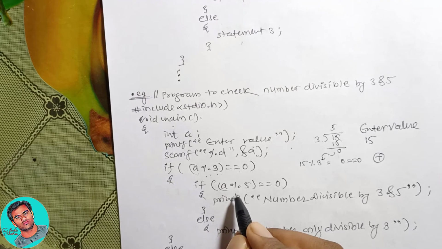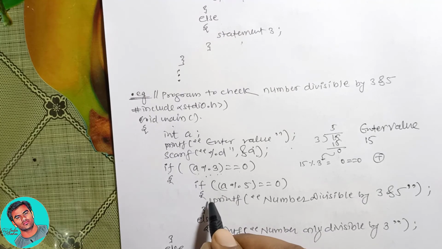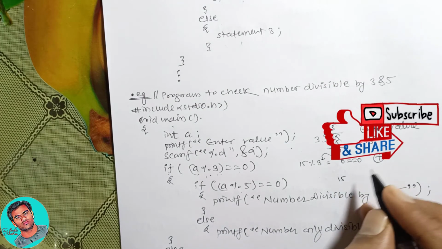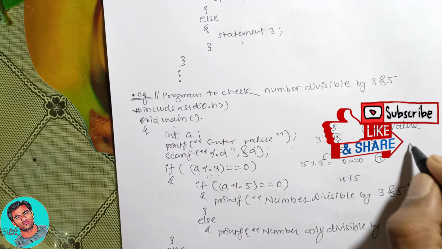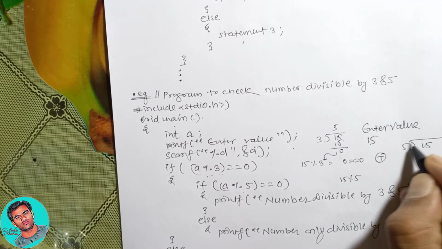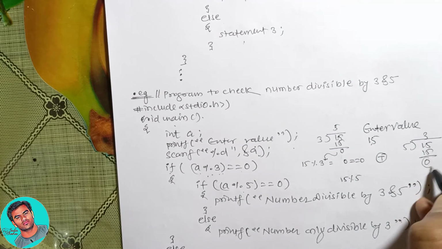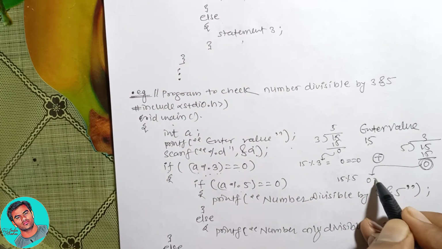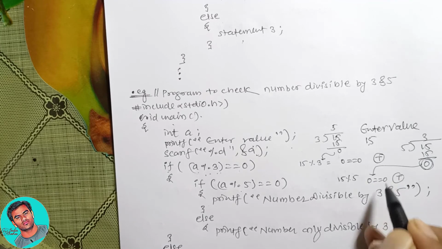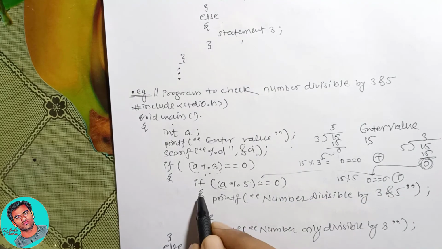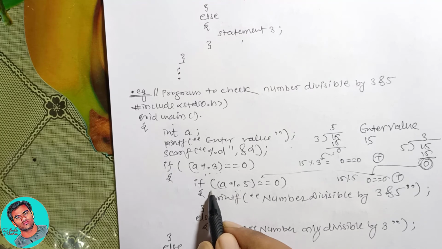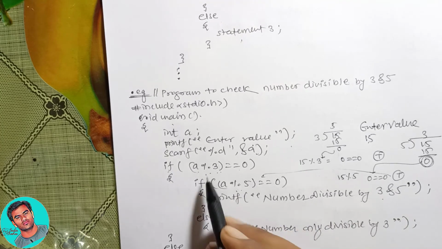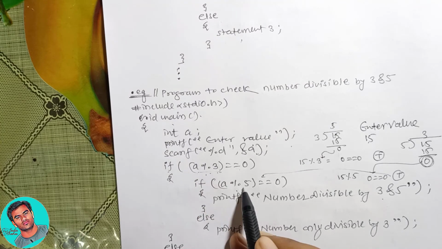In the inner bracket, we again check the condition: if a modulus 5. What is the value of a? 15, as we have entered, modulus 5. So 5 threes are 15 and the remainder is 0. So 0 double equals 0, the condition is true. If true, that means the condition gets true, the printf prints number divisible by 3 and 5, as we have satisfied both conditions, this one and this one.